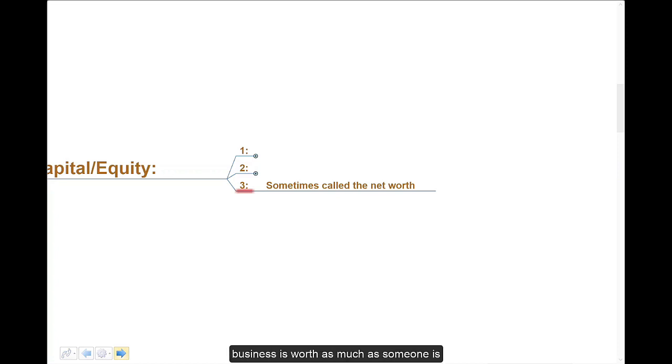But a business is worth as much as someone is prepared to pay for it. And that may well include things like goodwill, which could be brand, it could be their reputation, it could be their locations, things that aren't actually shown as assets in the business. So watch for that.